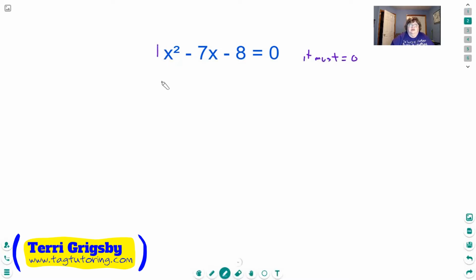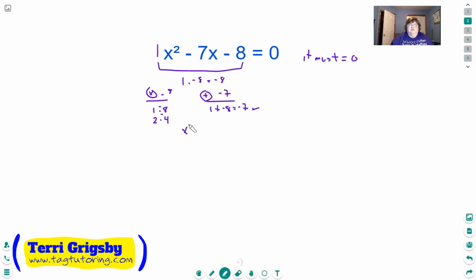So I would put a 1 here. I'm going to do first times last. 1 times negative 8 gives me negative 8. So it's got to multiply to be negative 8, but it's got to add to be that middle term of negative 7. So my combinations are 1 times 8, 2 times 4. The middle is negative, and so the bigger number needs to be negative here. 1 plus negative 8 gives me negative 7. That's going to be my combination.